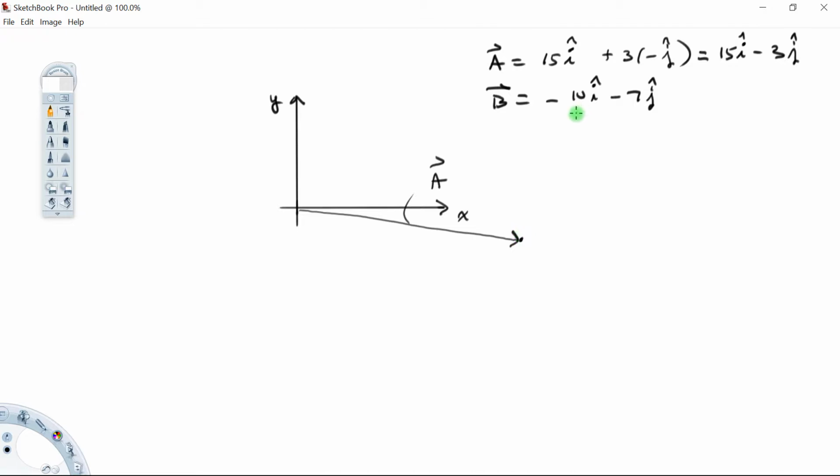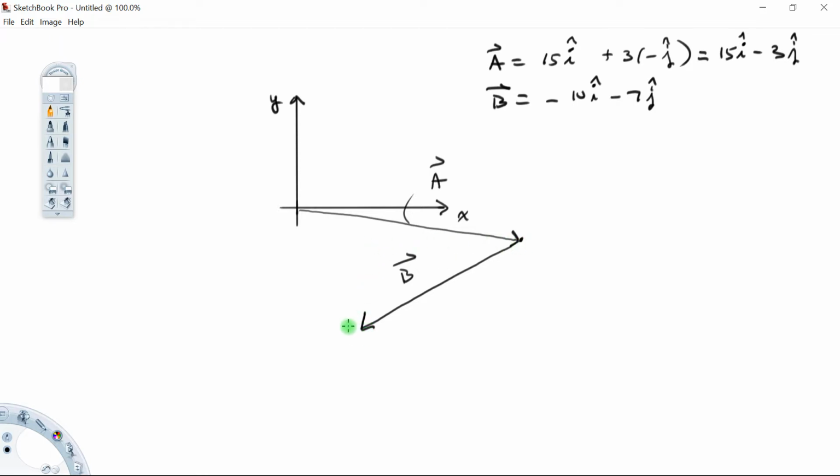The second vector, vector B, is 10 to the left and 7 down. Now, when you do a vector diagram, you should always draw these so that they're tip to tail. So what I'm going to do is draw this minus 10i minus 7j starting here so that the tip of vector A is touching the tail of vector B. So this is saying 10 to the left, 7 down. That might look something like this. There's my vector B, 10 to the left, 7 down.